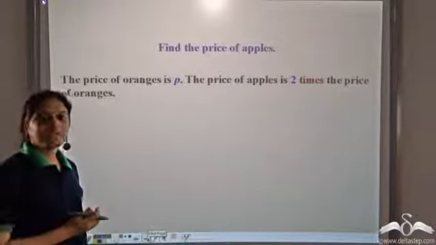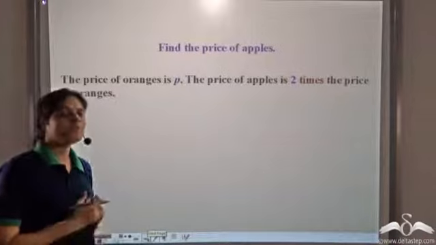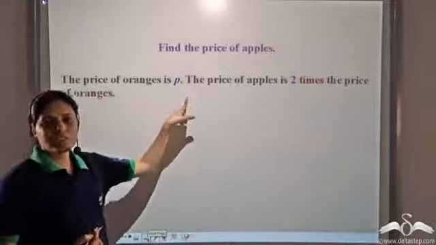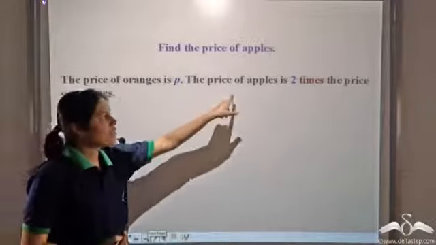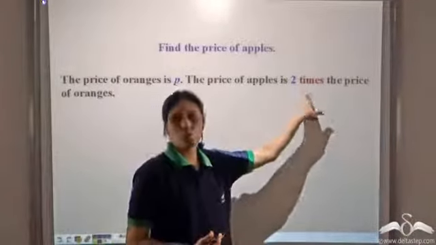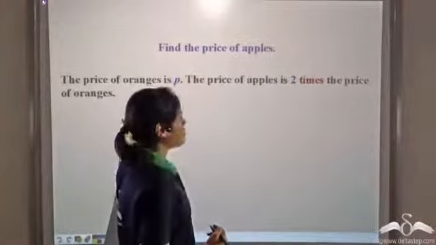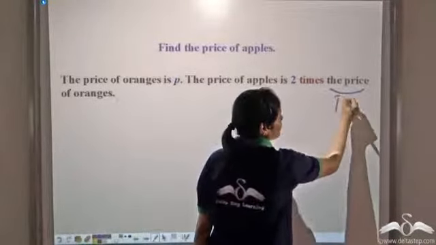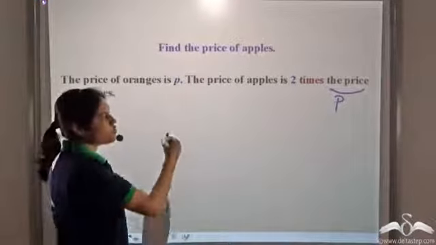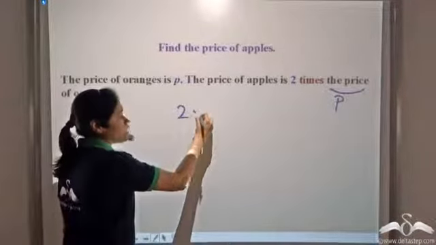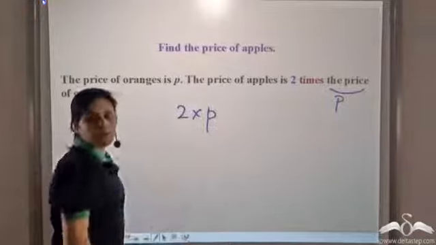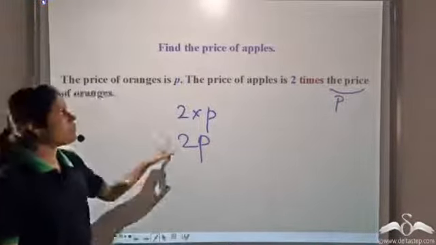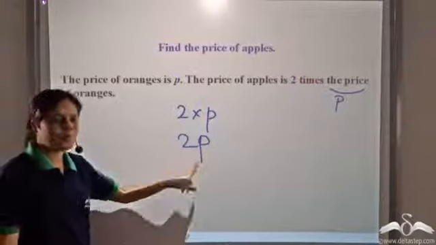Now we need to find the price of apples. What is given? Given that the price of oranges is P and the price of apples is 2 times the price of oranges. So it is 2 times P. So 2 times P is 2 into P, and it can be written as 2P. So the price of apples is 2P.